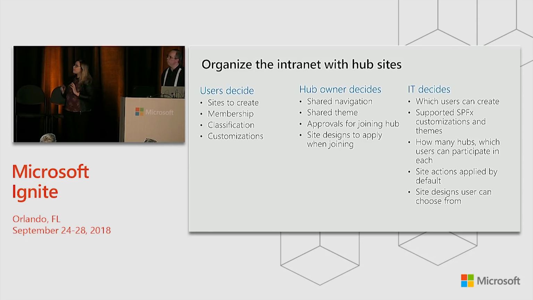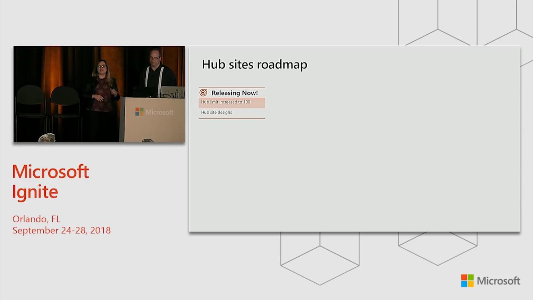So there we go. In thinking about where we're headed with hub sites in terms of our roadmap: releasing now, at the end of August we increased the hub limit from 50, which was the number we had when we released to general availability in May, to 100. Releasing pretty much now to targeted release is the hub site design. So please use it and give us feedback and let us know what you think.